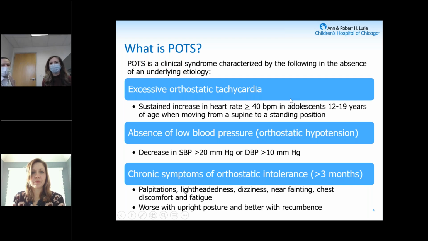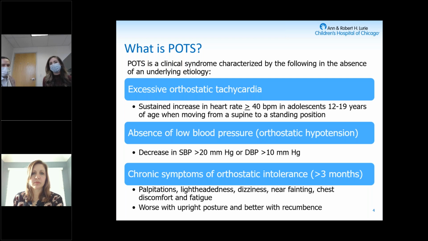So orthostatic hypotension is defined by a decrease in systolic blood pressure of greater than 20 millimeters of mercury, or a decrease in diastolic blood pressure of greater than 10 millimeters of mercury when a patient goes from a supine position to a standing position. In order to do true orthostatic vital signs, you typically need to have a patient laying down for at least 10 minutes before you start this assessment.